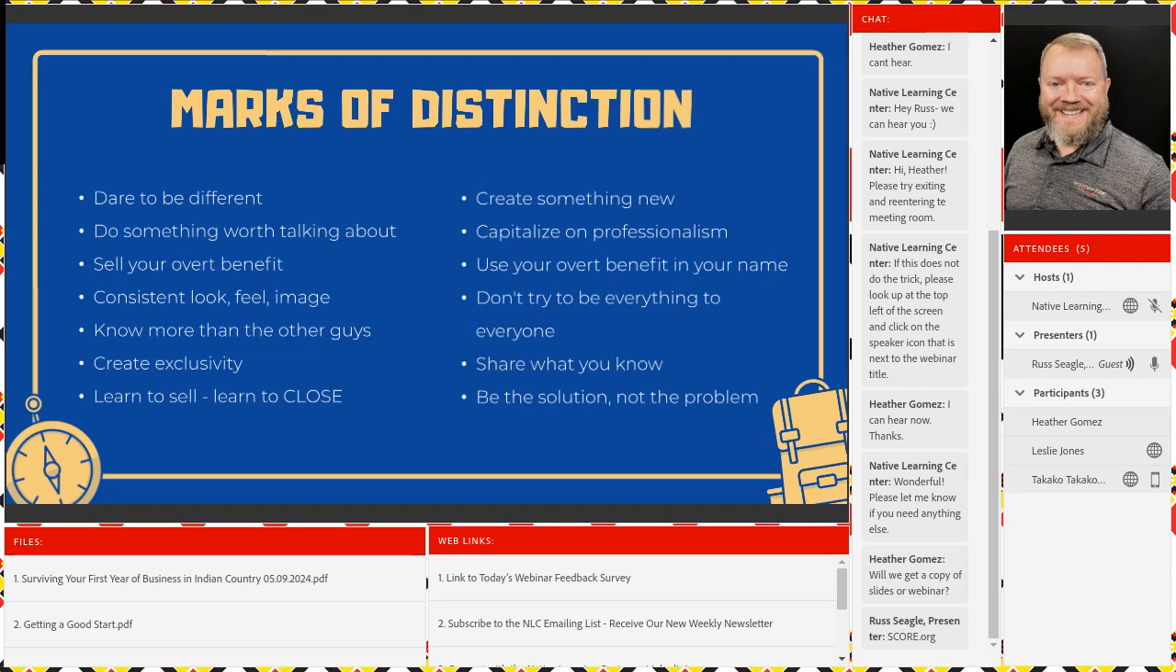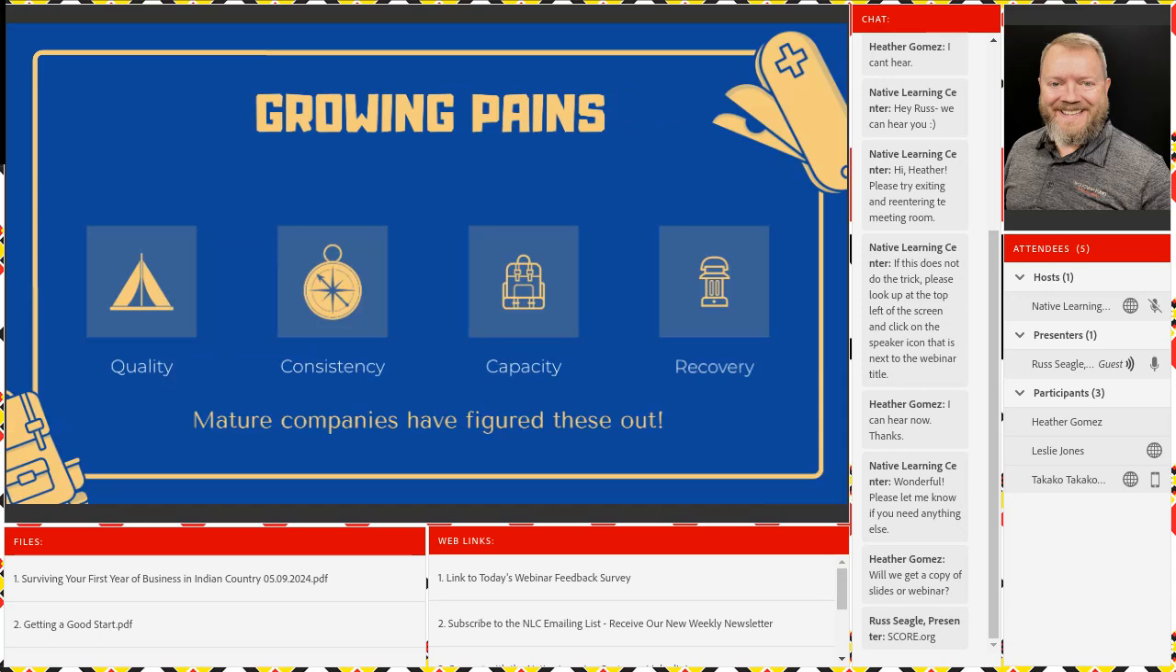Teach people what you know, share it, but be the solution, not the problem. Don't say, well, this product is under warranty, and if you go home and fill out this 72-page document, the warranty will be in effect. No. Hey, we're going to take care of your warranty paperwork. You don't have to worry about a thing. You'll get a confirmation email. That's being the solution.